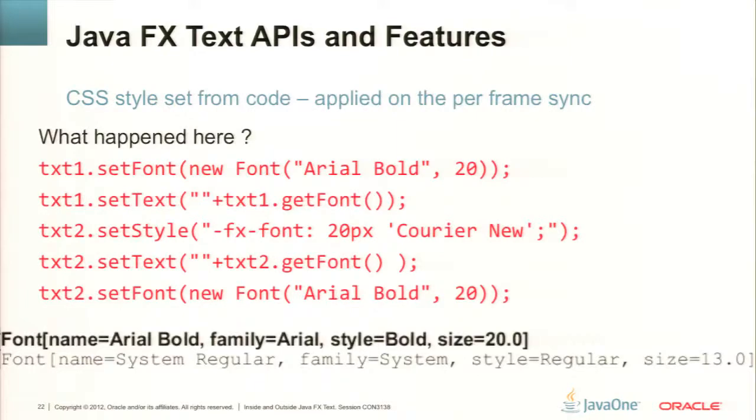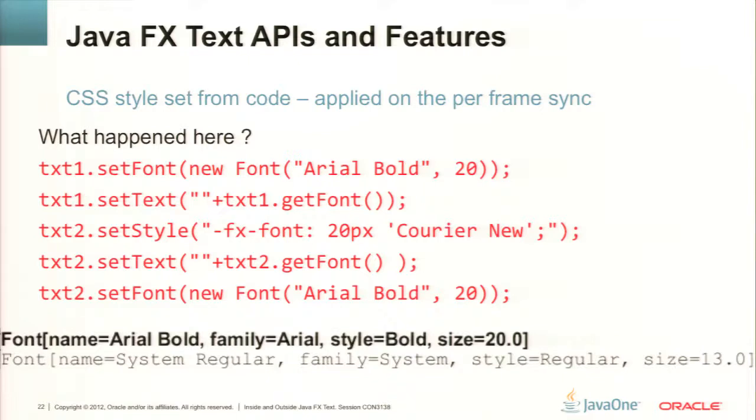So it's interesting actually to understand how this all works. At the bottom is the output of this partial code snippet. In the first line, you'll see I've created a text node 1. I set the font to be Arial bold, and I'm just using that font name as the actual text. So you can see the first text node displays Arial bold. So text 1, clearly, that set font call has taken effect.